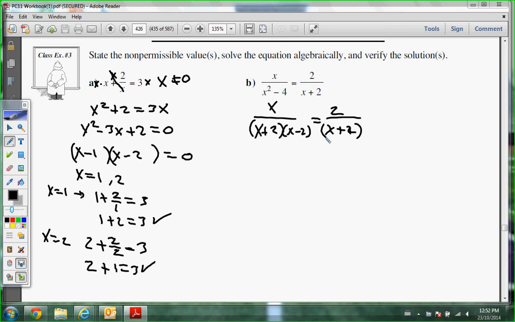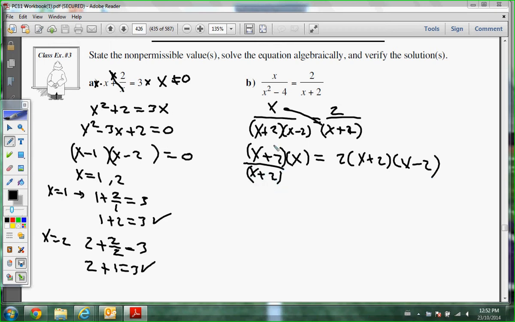So now you're going to cross multiply. That's fine, but I think what might be easier, I'm trying to think about the best way. Like if we cross multiply, this would go here. We get x plus 2 times x equals 2 times x plus 2 times x minus 2. But what do you notice? These are going to cancel because they're both on the same side. Okay, before I do that, my non-permissibles are 2 and negative 2.